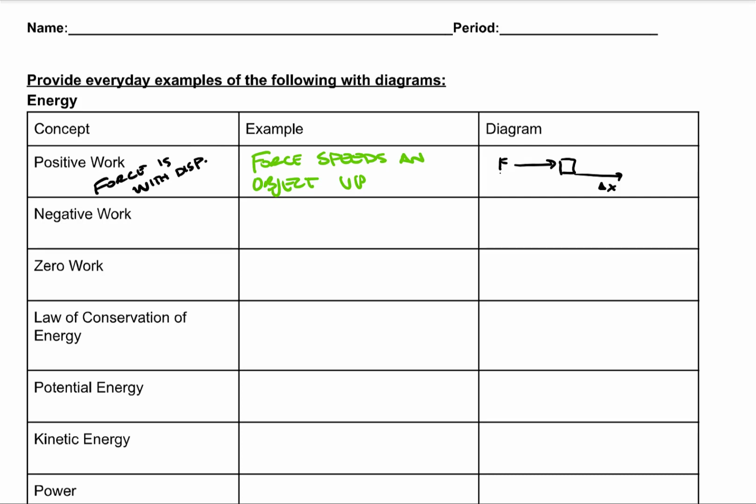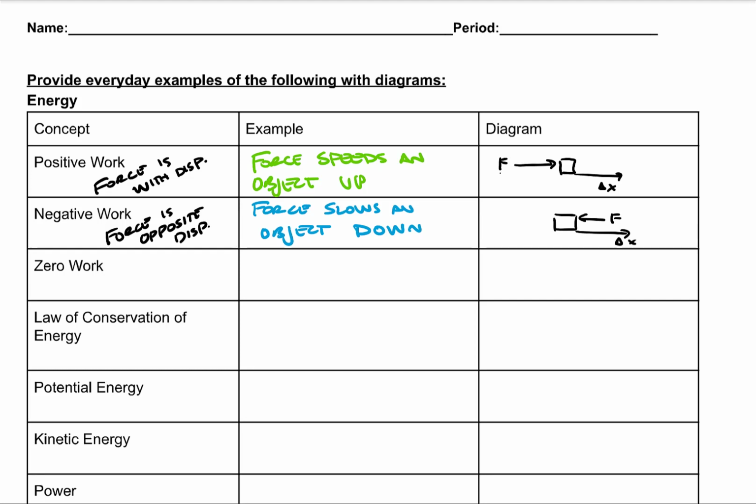For negative work, we're going to have a force that slows the object down. If we're talking about negative work, that would be my object moving in one direction and the force moving backwards, trying to stop it. So here the force is opposite the displacement.